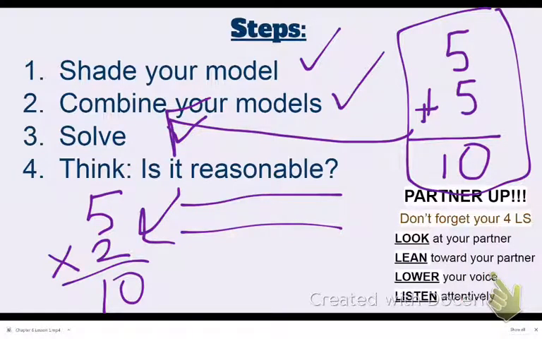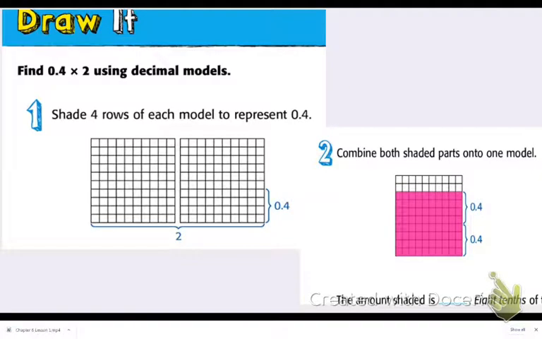So today we're going to be using models to try to figure out how do we solve a decimal multiplied by a whole number. We're going to be finding that product, and we're going to shade the model, combine the models after we shade to solve, and think, is it reasonable? Does my answer make sense? All right, Bobcats, we have to find 4 tenths times 2 using a model.